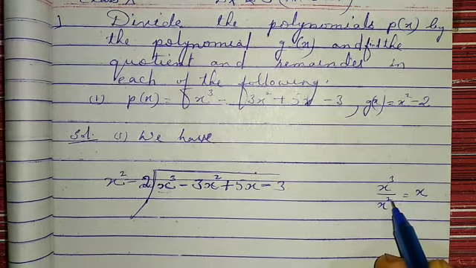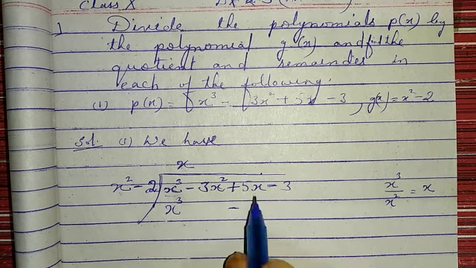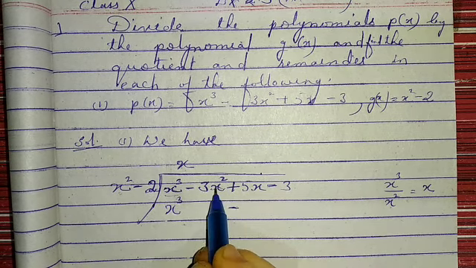Now multiply these terms. x square into x is equal to x cube. Write x cube here, and then the minus sign is here. Minus 2 into x is equal to minus 2x. So write it in front of x, because this is the x square term. So write minus 2x in front of x.